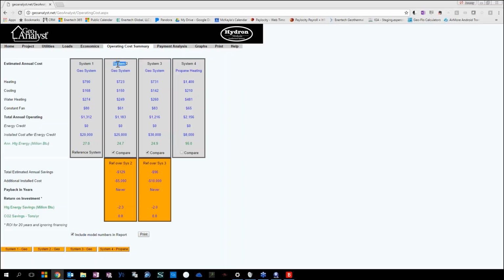So what we're seeing here is that I've selected a 4-ton system as system 1, a 5-ton as system 2, and a 6-ton as system 3. You guys know the op cost. The operating cost for the first system was $13.12. The second system, it is less. Look at this. I mean, it costs $11.83, so that's the most efficient system.